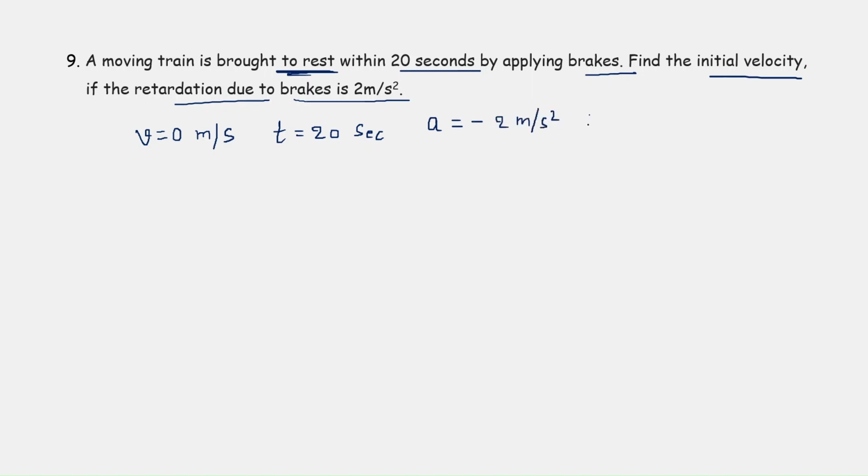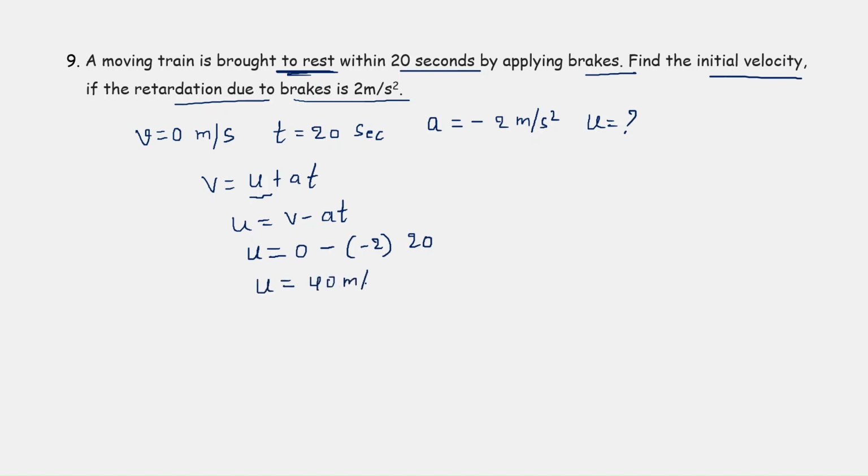Okay, so now what we have to find out? Initial velocity. Which formula we can use? The first equation of motion. So v equals u plus at. We have to find out the u value. So u equals v minus at, right? What is v? Final velocity, which is 0, minus a, acceleration is minus 2, and time t is 20 seconds. So what is the initial velocity? Initial velocity is 40 meter per second. This is the easiest problem, right? Yes, I know that. So hope you have understood. Let's go to the next question.